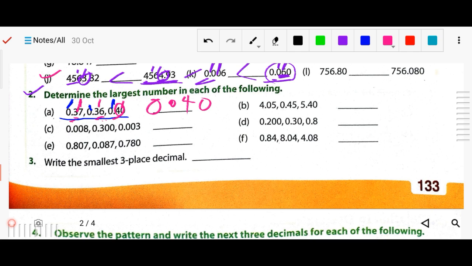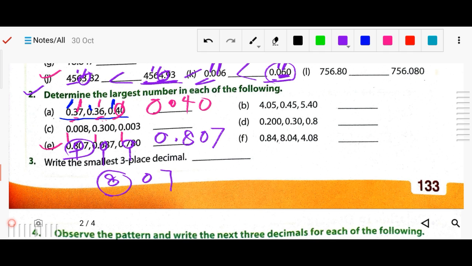Okay, now next E number: here is 0.087, here is 0.087 and the third number 0.780. First of all we will check again from the extreme left. Here is the 0, here also 0, here also 0. Now next check 8, here is 0 and here is 7. Among 8, 0 and 7, which one is the greatest? Of course 8. The number having the 8 will be the greatest number. So you can write 0.807 is your largest number.